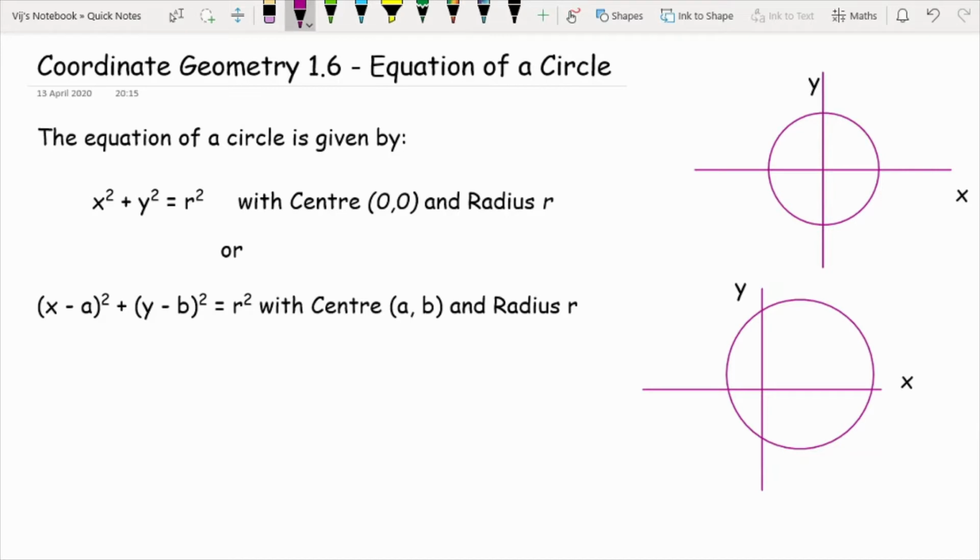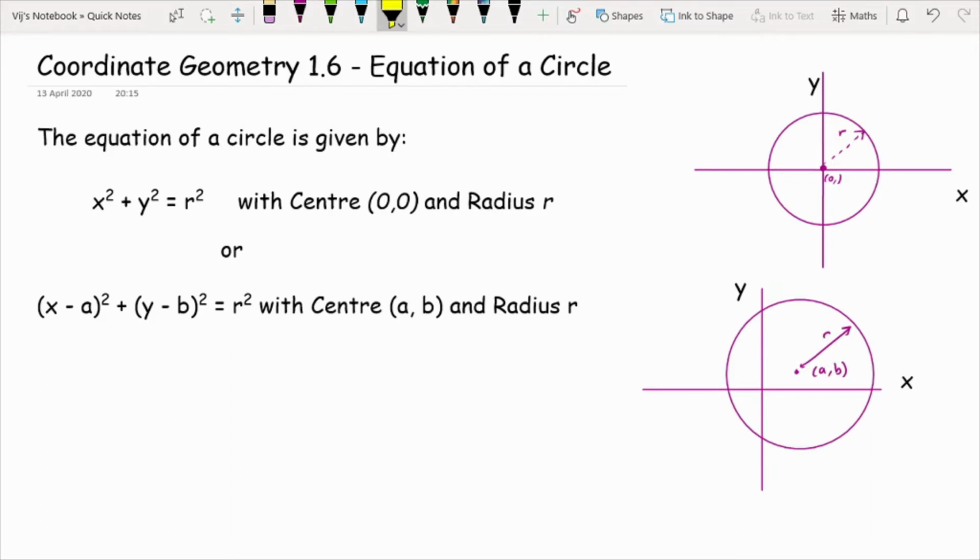So on the diagram, as you can see, in the top one our centre is at 0, 0, with its radius of r, whereas in the second diagram, where the circle is moved away from the origin, we still have our radius of r, but our centre is at the coordinates (a, b).